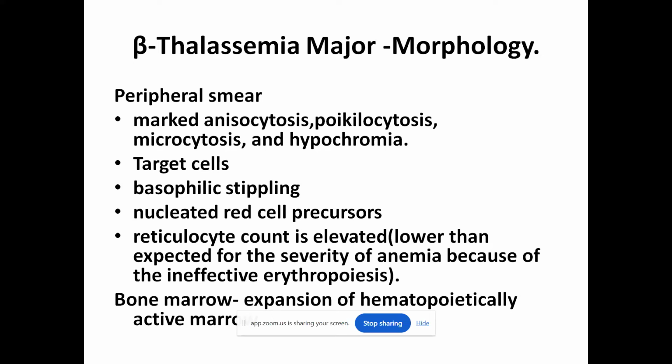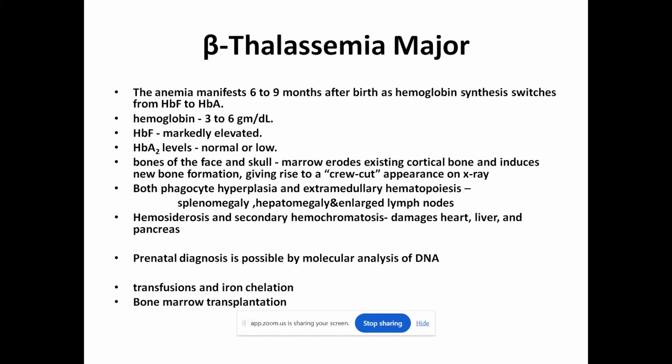It is a hemolytic disorder producing an increase in the reticulocyte count. When we see the bone marrow, there will be expansion of the bone marrow due to the increased hematopoietic cells.